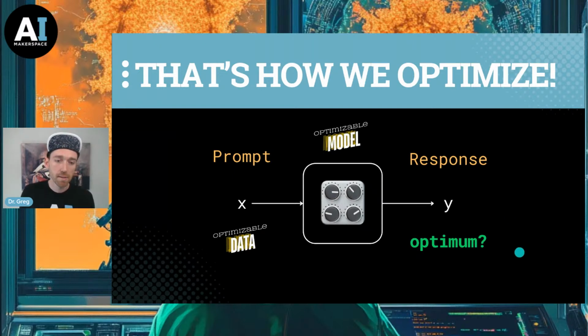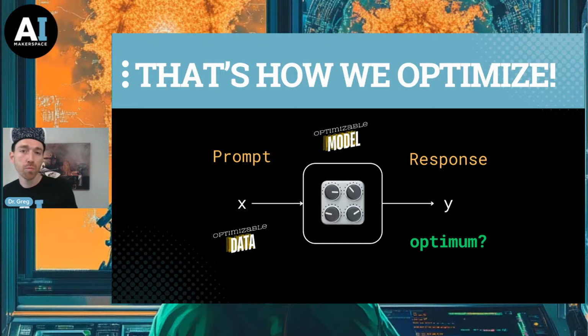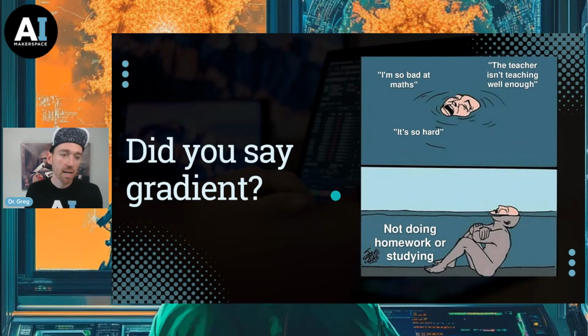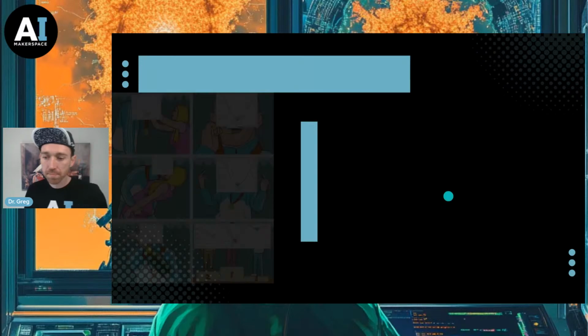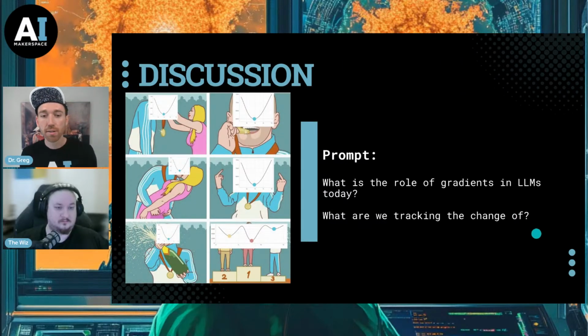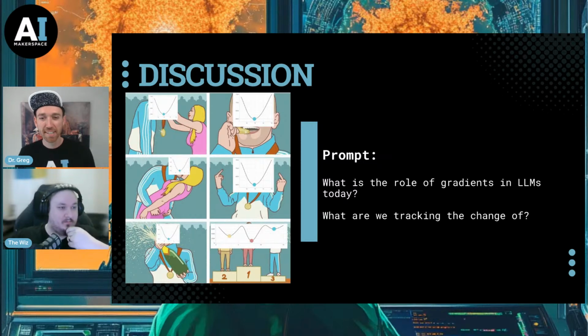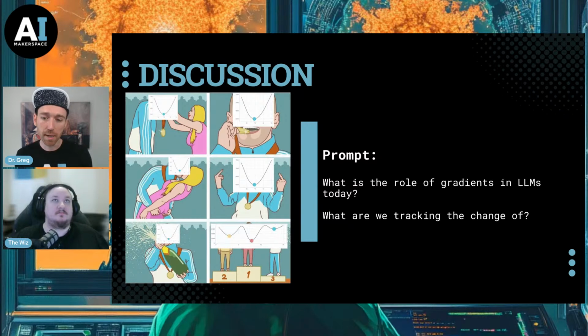And so, obviously gradient starts to get us much closer to buzzwords here in ML and AI. And I'd like to bring Wiz back up for a little discussion here, where I'd like to let you explicate a minute on what is the role of a gradient in an LLM exactly? Without being buzzwordy and just saying, oh, backprop, right? What are we really tracking the change of all the way through these bad boys?